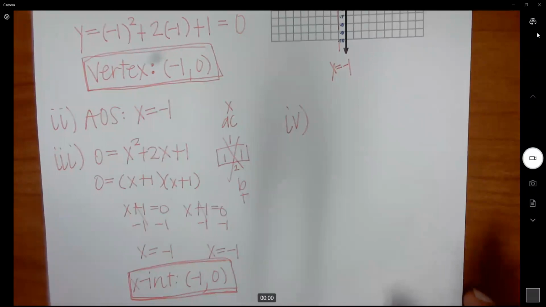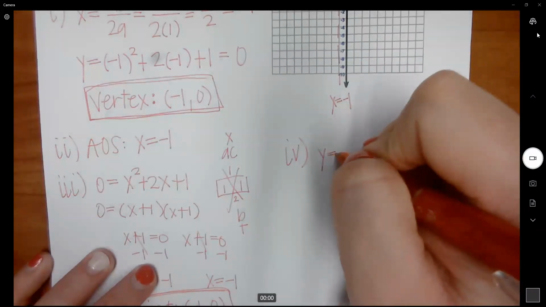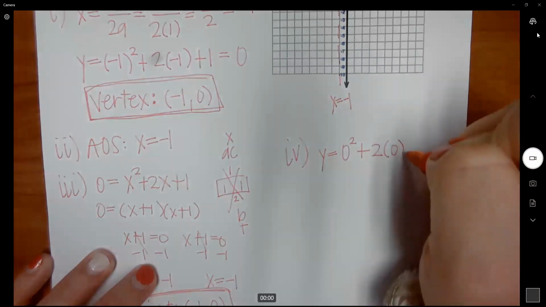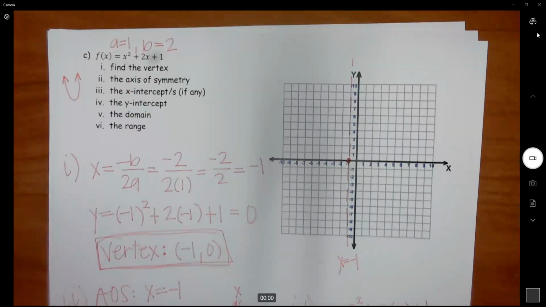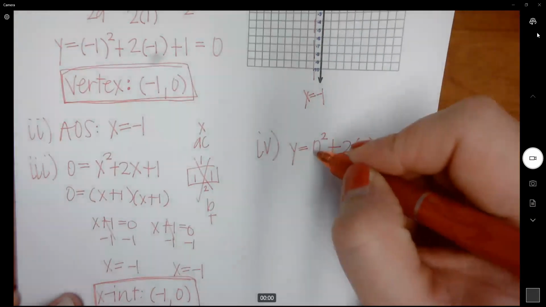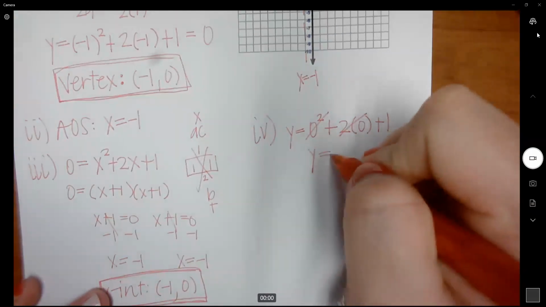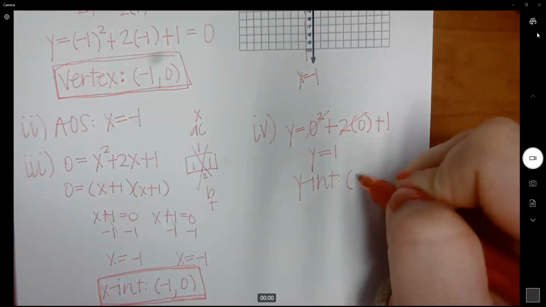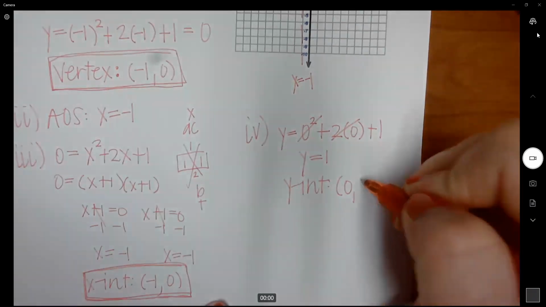When these are in standard form, they are very easy because now I've got y equals 0 squared plus 2 times 0 plus 1, replacing both of these x's with 0. Well, that's gone, and you're always going to be left with whatever your constant is. So we get y equals 1. So my y-intercept is 0, that's what we plugged in for x, comma, my y is 1.